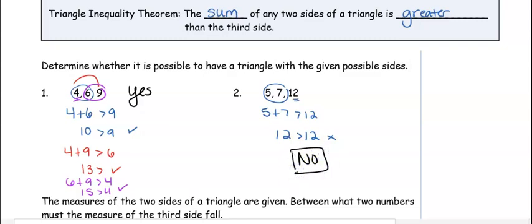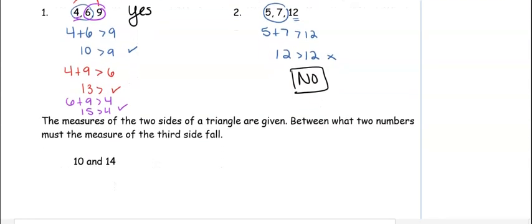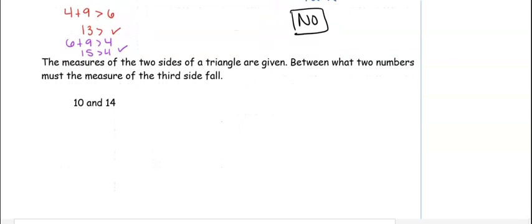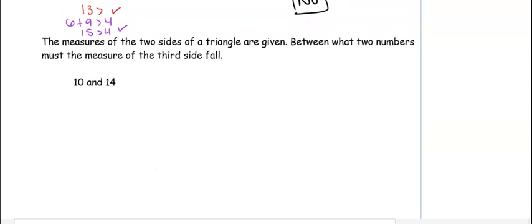If you had checked the other sides first, that's fine. But as soon as you find one combination that doesn't work, you're going to stop right there and just say, nope, can't make a triangle. So we know that every two sides has to be greater than the third. Sometimes I'm going to give you two of the three sides, and your job is going to be to find the third side or to find a range of values, so all possible values that it could be.